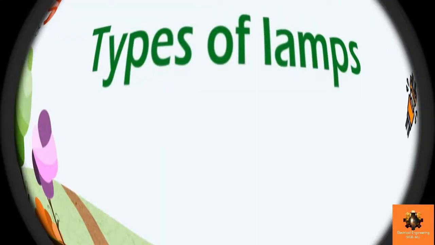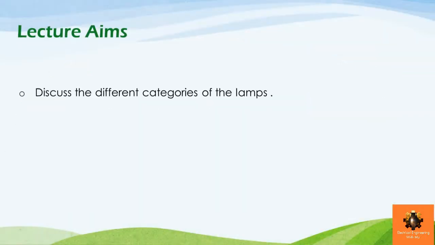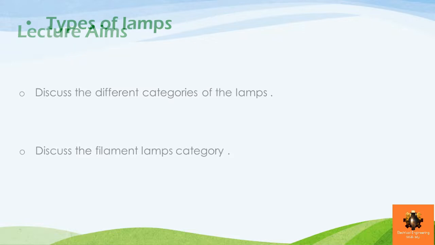In this tutorial, we'll start discussing the different types of lamps. So fasten your seatbelt and let's get started. The aim of this tutorial is to take a quick overview of the different main categories of lamps that are used in lighting system design. And then we will learn the required details about the filament lamps that will help us in implementing any lighting system design. So let's go ahead.